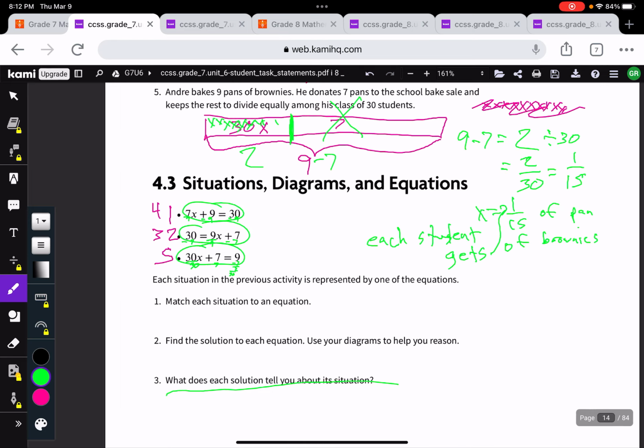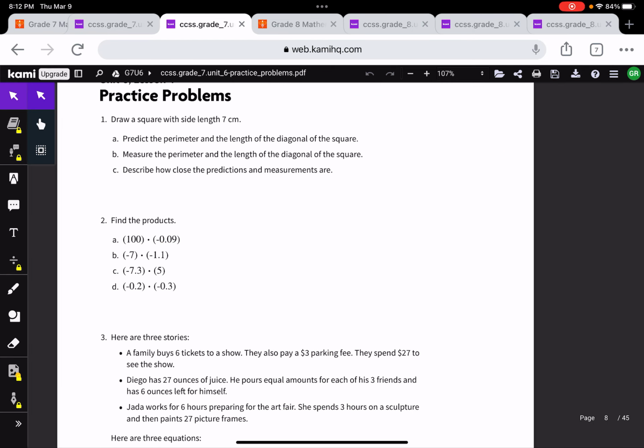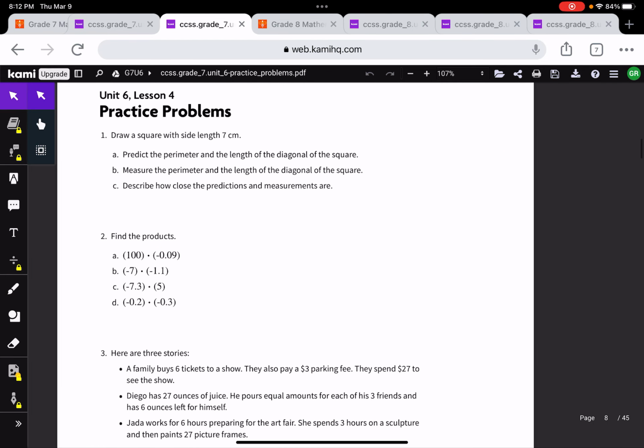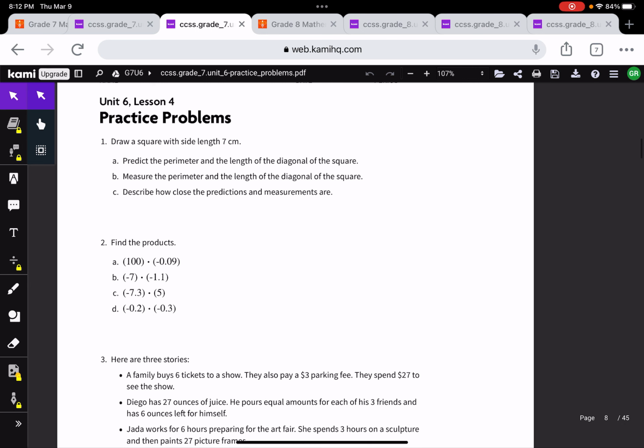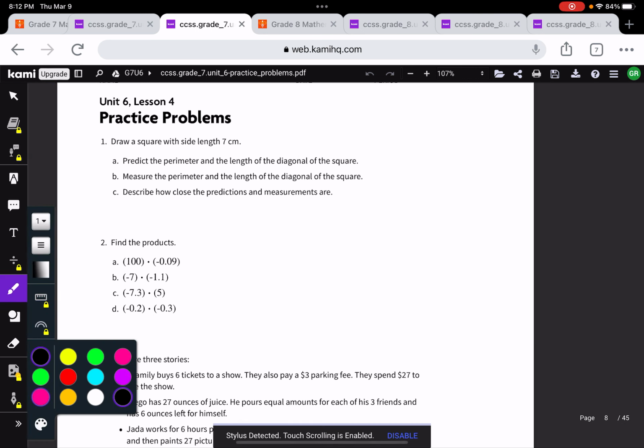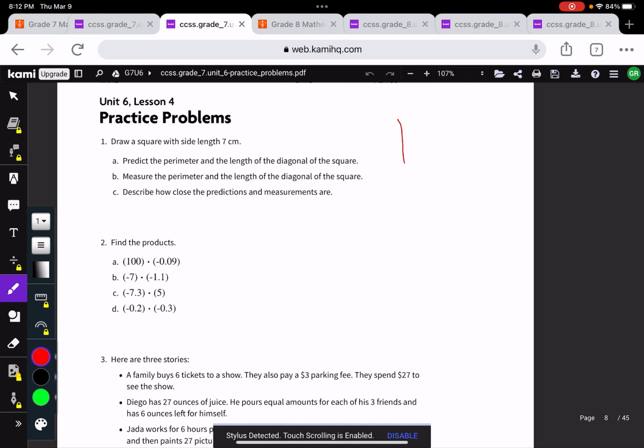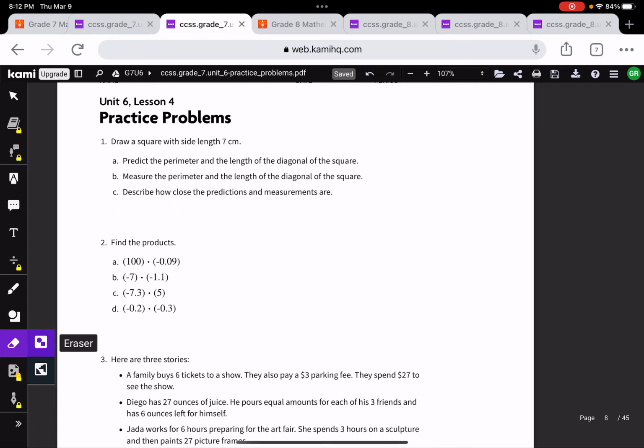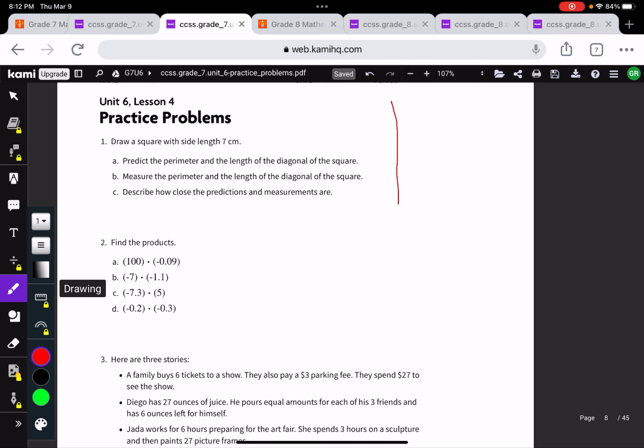All right, let's take a look at your homework. Lesson 4, practice problems. Draw a square with a side length of 7. Now, if we had a ruler, great, but for now, we can pretend that's a square. Let's go ahead and try to draw it to scale. Who knows? Let's call that 7. So there's a square. The side length is 7.